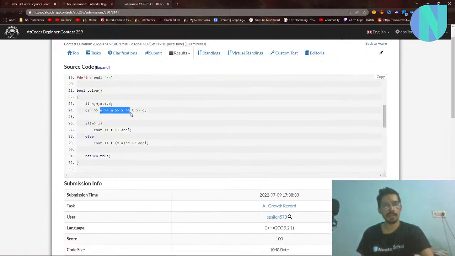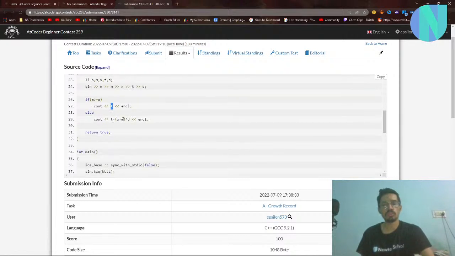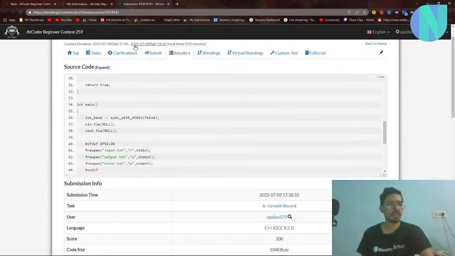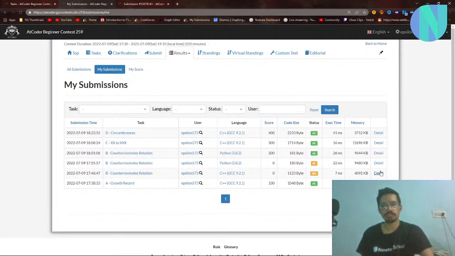So I am keeping an m, x and t. If my m is greater than or equal to x, that is my height will not increase, so it will be t itself. Otherwise, I will lose d height every year. So I will do t minus (x minus m) into d. So the first one was really easy.